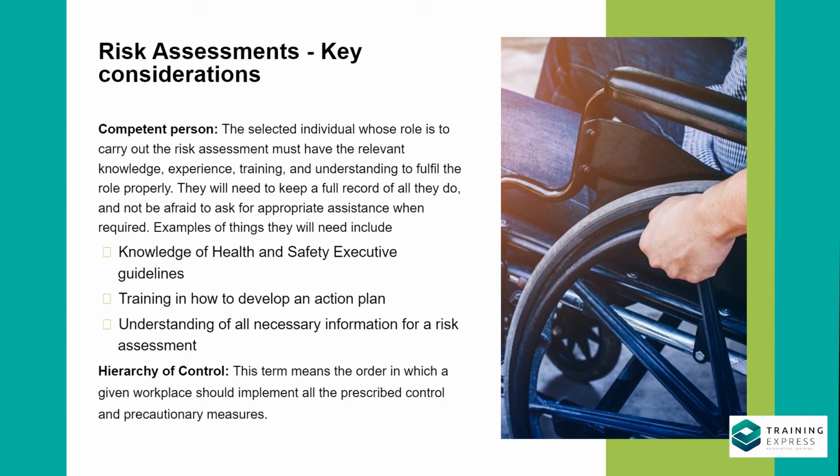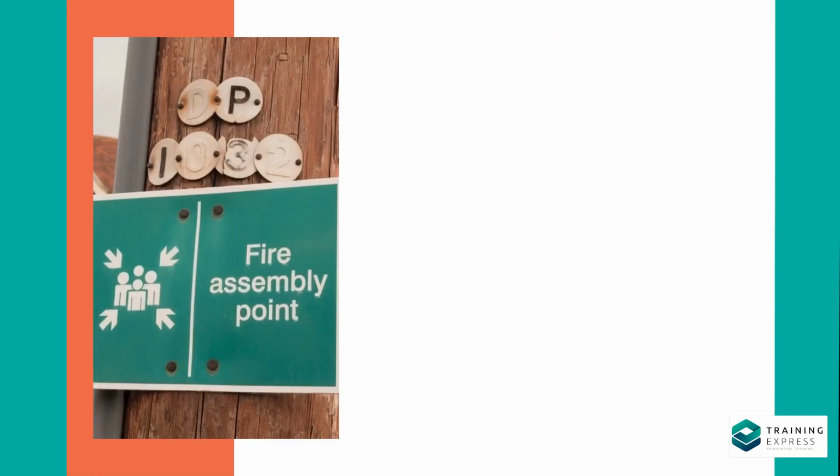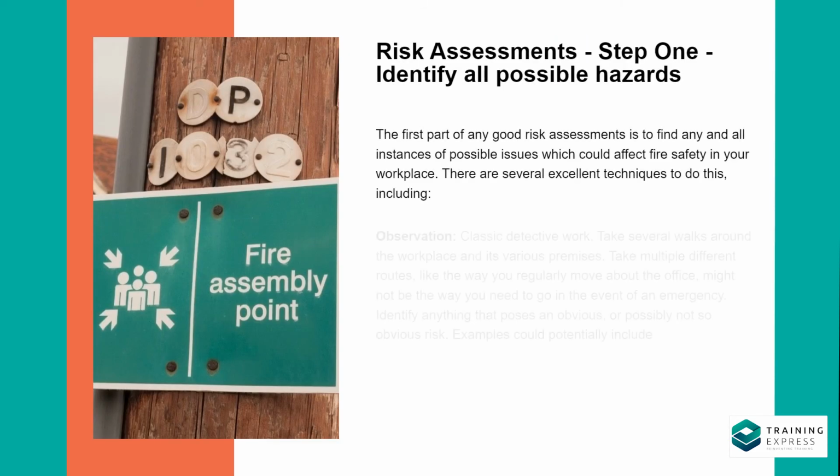Hierarchy of control. This term means the order in which a given workplace should implement all the prescribed control and precautionary measures. Risk assessments. Step 1.